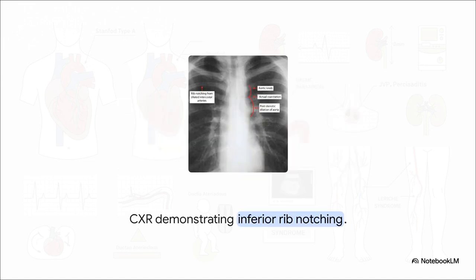Chronically, that massive pressure gradient forces the body to create collateral circulation, heavily relying on the intercostal arteries. Over time, these dilated, pulsating intercostal vessels literally wear away at the bone, producing inferior rib notching on the 3rd through 8th ribs, which you can easily spot on a chest X-ray.